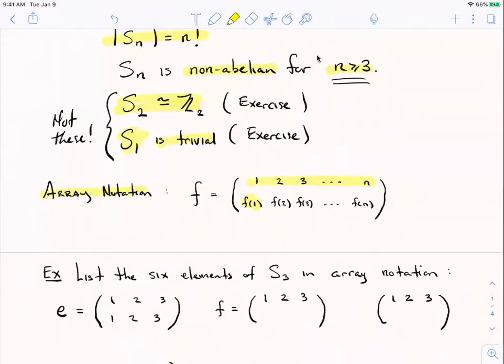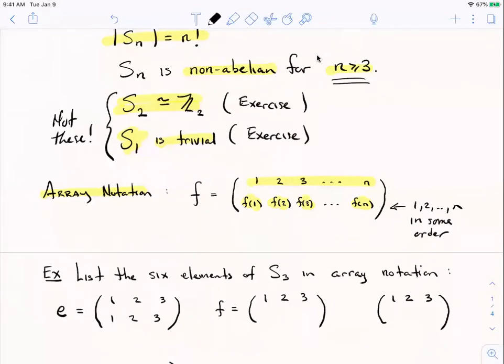The number that I write below 2 is f of 2, and so on. So the second row in the array is the outputs, and looking at an array, it defines a permutation because the second row should be the numbers 1 to n in some order. Every one of them is there, nothing's missing, but they don't have to be in the original order. F has permuted them. All right.